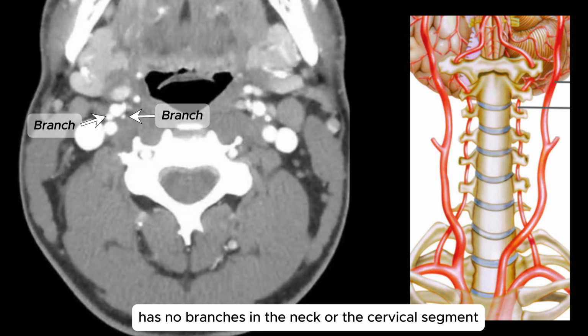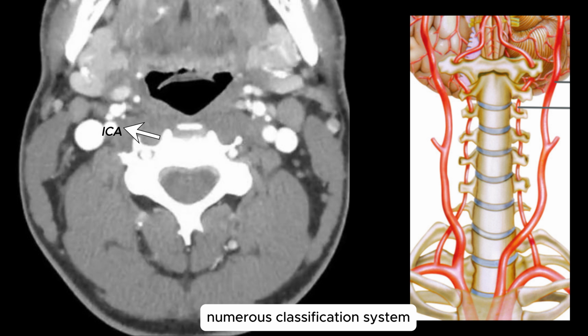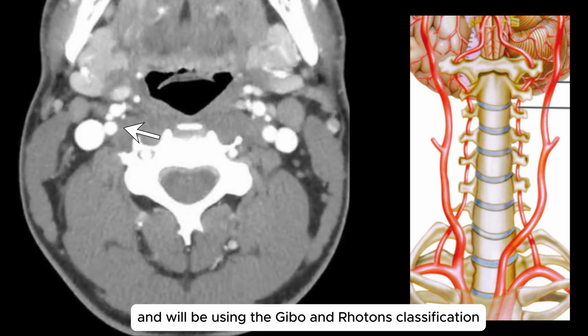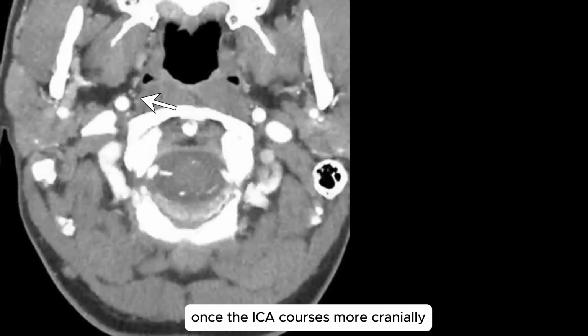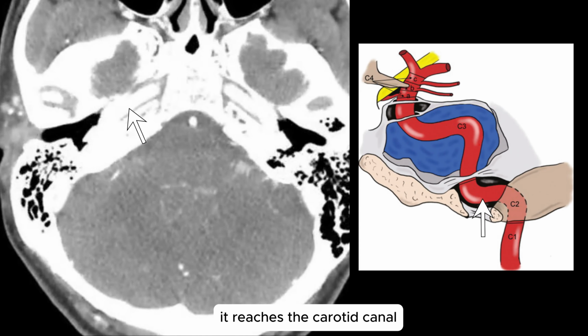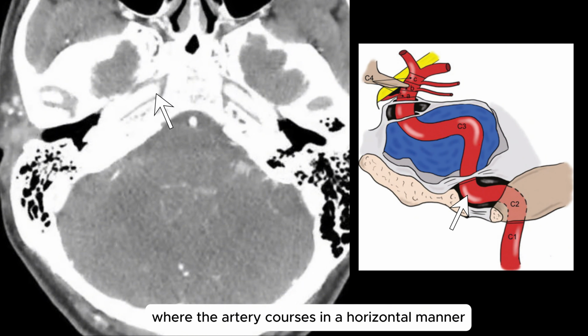The ICA has no branches in the neck or the cervical segment, so we know that this is the ICA. Numerous classification systems are in place for the ICA segments, and we'll be using the Gouveia and Bouthillier classification, which is commonly used. Once the ICA courses more cranially, it reaches the carotid canal, which marks the petrous segment, where the artery courses in a horizontal manner.